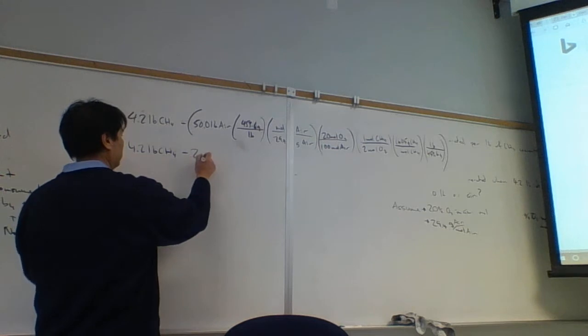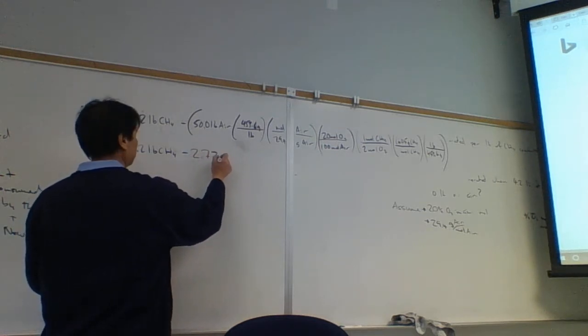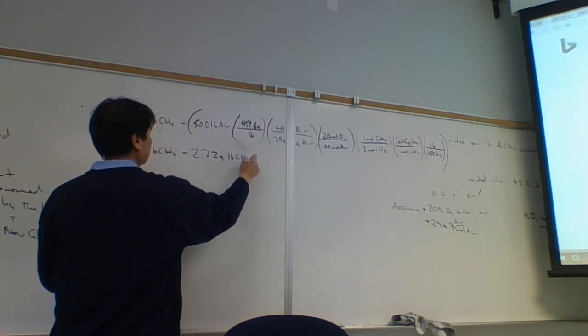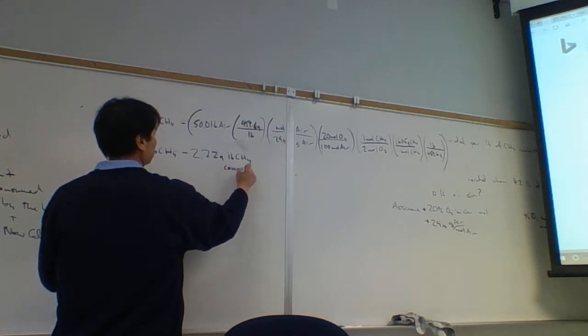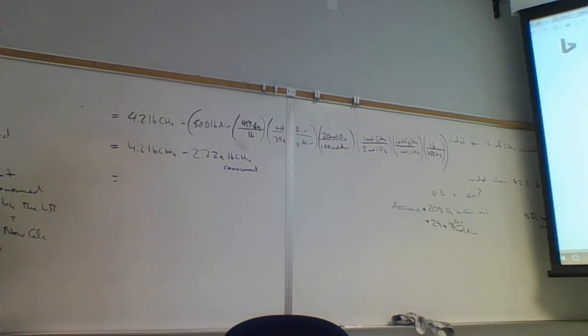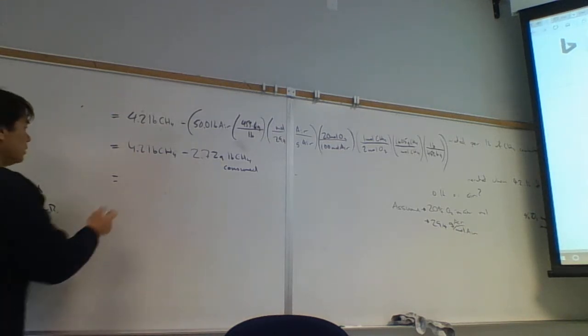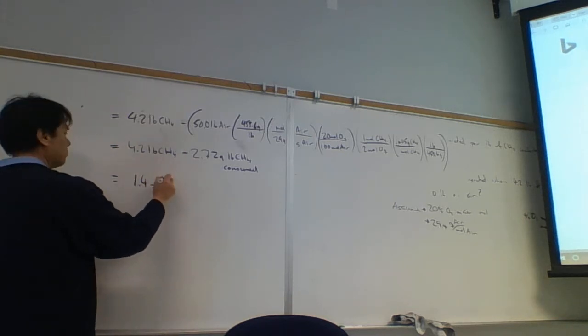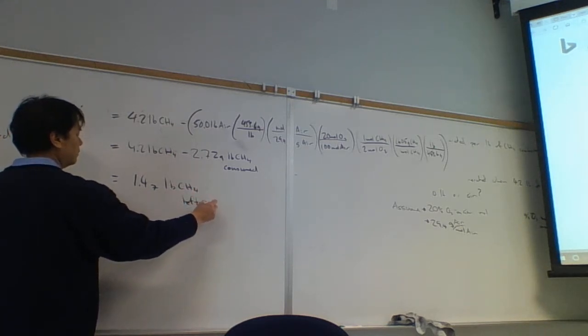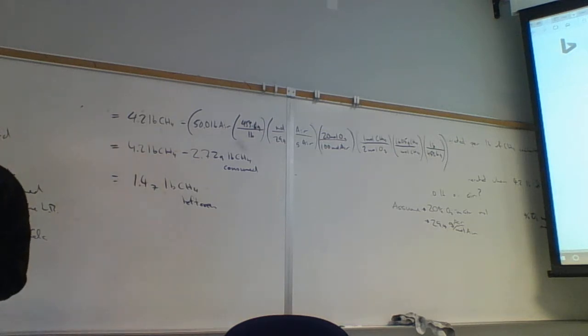So I get 2.729 pounds of methane consumed. Okay, 4.2 minus 2.729, so 1.47 pounds of methane will be left over. So about 1.5 pounds will be unreacted. Does that make sense? So that's what we have for limiting reactants.